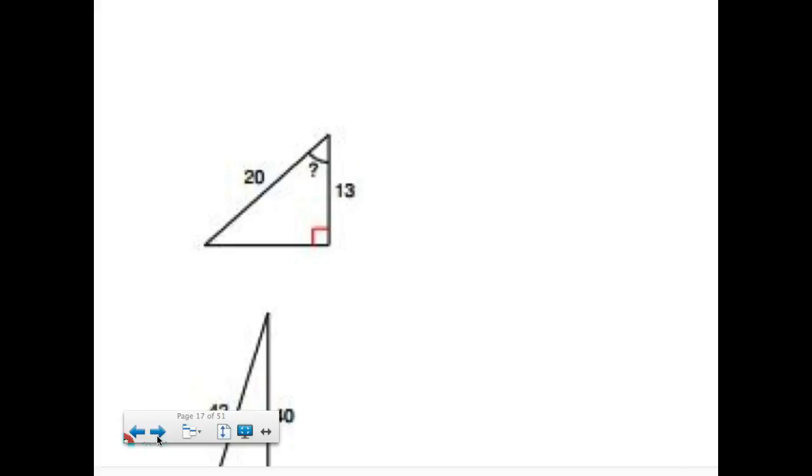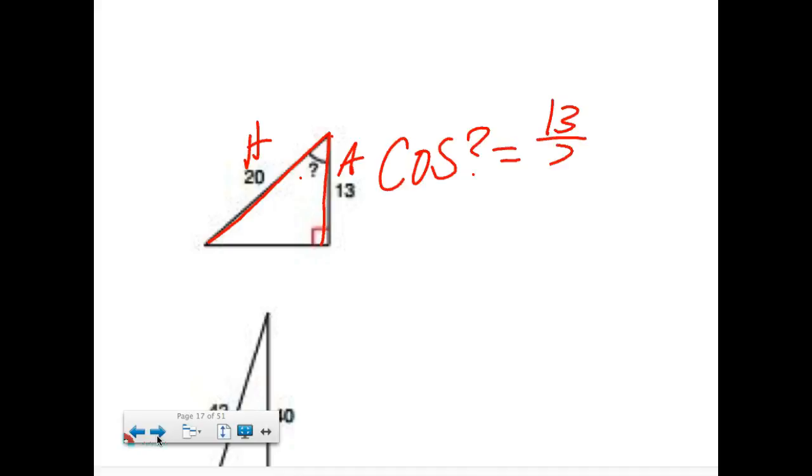All right, so again, I'm looking for this angle measure. Let's go do it. I'm looking for this angle. I have the hypotenuse with regards to that angle and the adjacent side. So I'm going to use cosine because I've got CAH going. Cosine question mark is going to equal adjacent over hypotenuse. So to get question mark, I need to go cosine inverse that. So I would like you to stop the video, go do that, and come and show me.